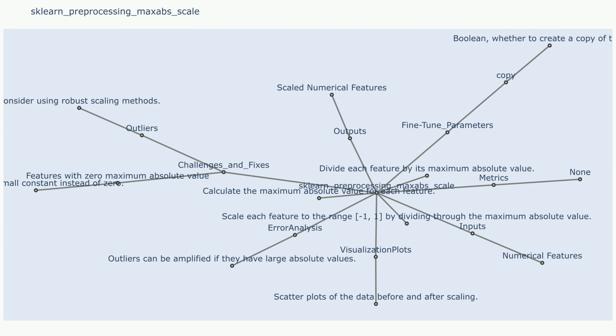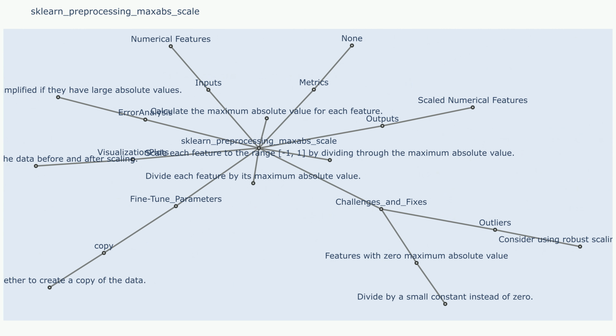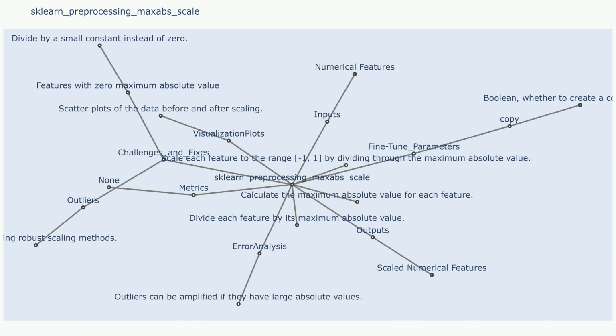Metrics. No specific metrics are associated with max abs scaler. Visualization plots. Scatter plots can be used to visualize the distribution of data before and after scaling. Box plots can be used to visualize the distribution of each feature before and after scaling. Fine-tune parameters. None. Uncertainty methods. No uncertainty methods are associated with max abs scaler.